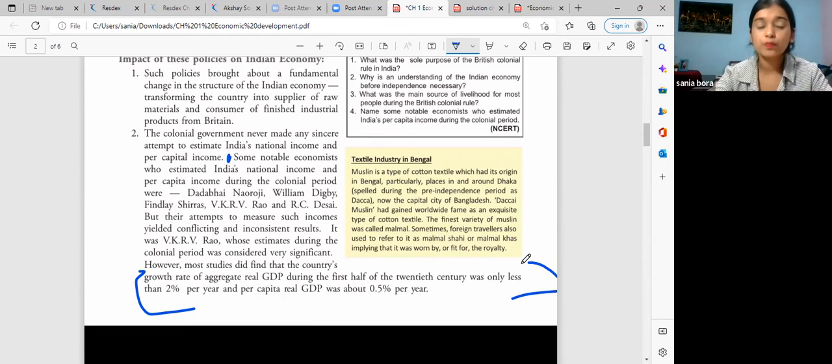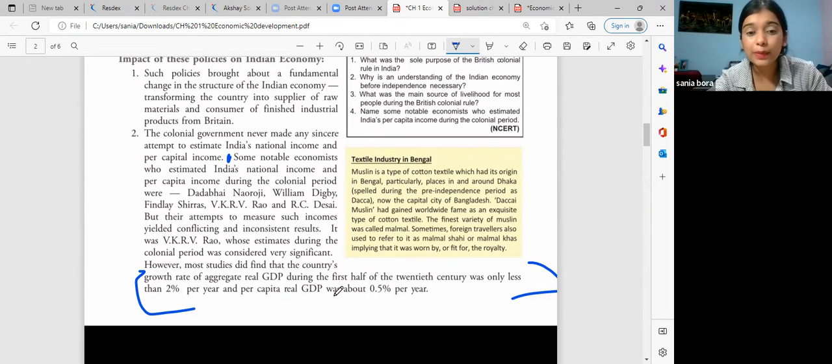Now Britishers never focused on what is GDP, because whatever a country is doing, they are doing it for their income. If I am not getting accurate income, I will not be working hard, right? But Britishers never thought about this, and because of that the growth rate of aggregate GDP, which is growth and development, during the first half of the 20th century was only less than 2%. Out of 100, your growth rate is only 2%. That shows that you are not growing at all.